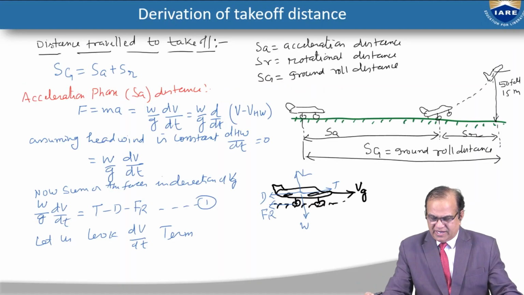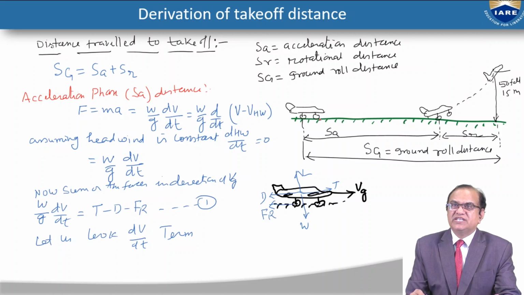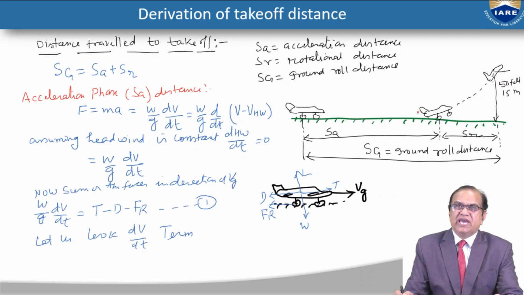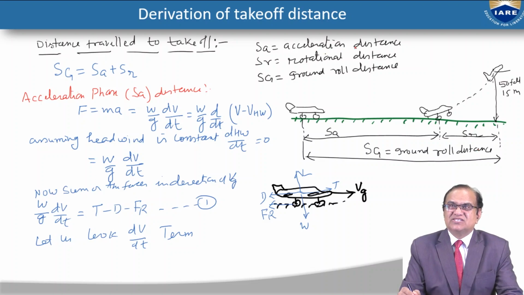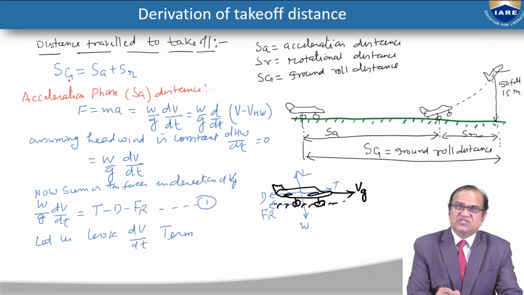Here I have shown the runway. On this runway, the aircraft is parked here. Now the engine is started. From here it is moving up to here, then it is SR. SA is the acceleration distance. SR is the rotation distance. SG is the ground roll distance, and this SG is equal to SA plus SR.